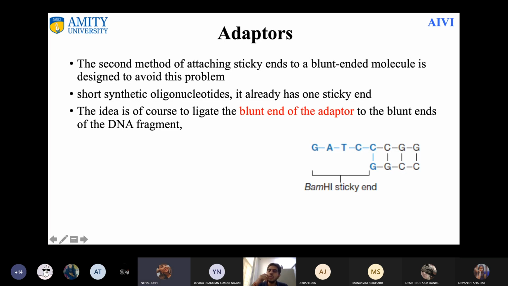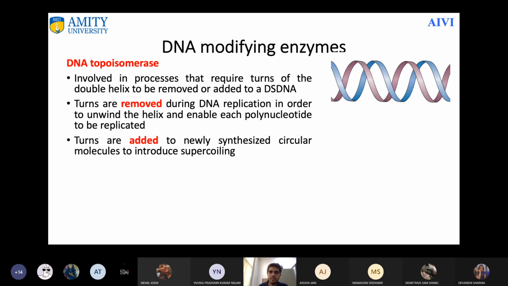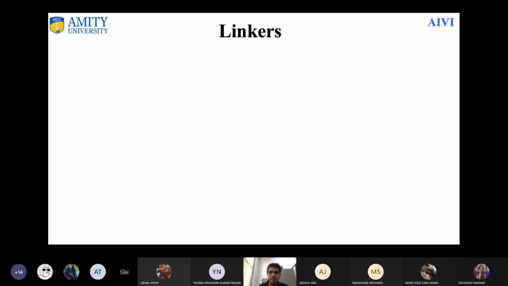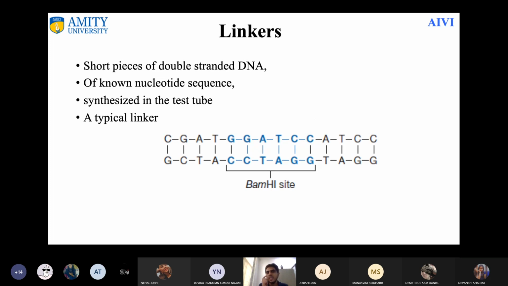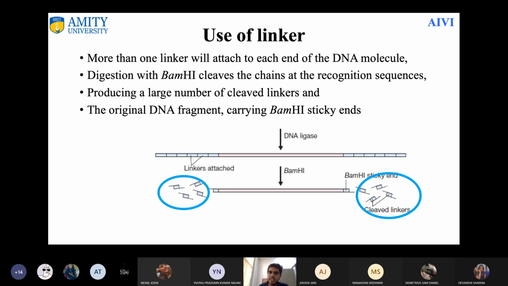Okay, as I mentioned in the previous slides when we were talking about the linkers, linkers are again short synthetic nucleotides, but they are double stranded. You can see here in the case of the linker, linkers are also synthetic, but they are double stranded, so there is no sticky end in them. But what are the adapters going to be? Adapters are going to have a sticky end with them.